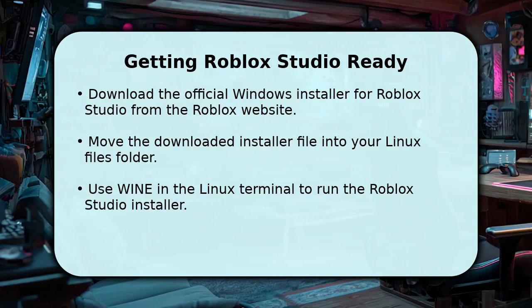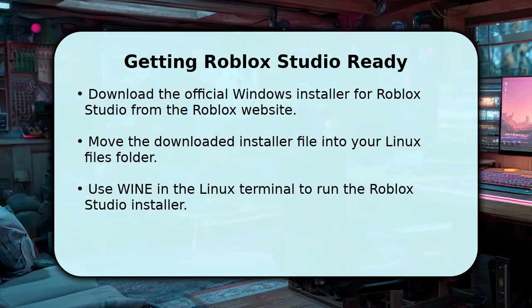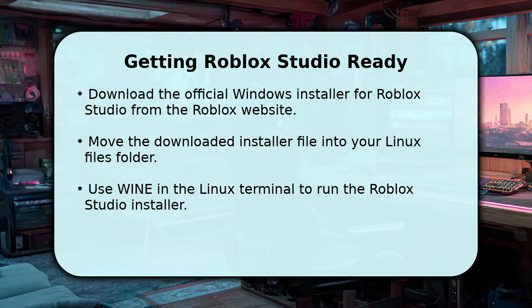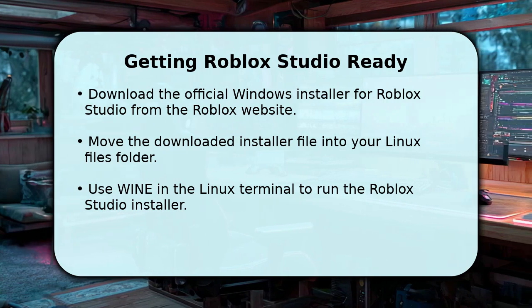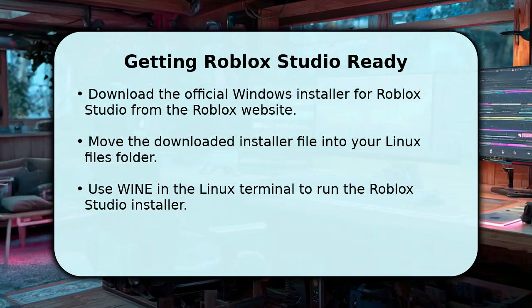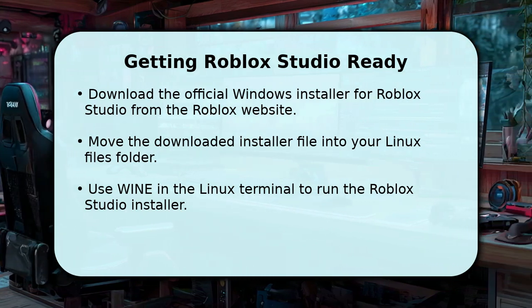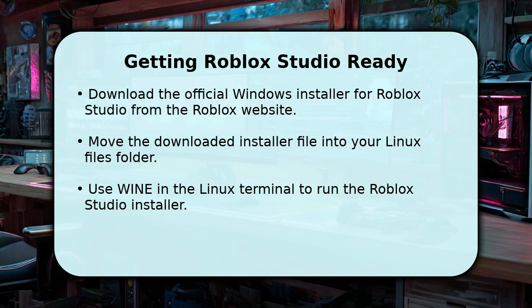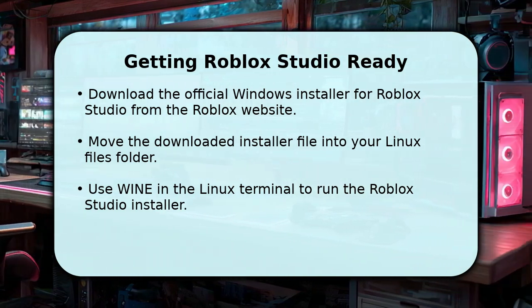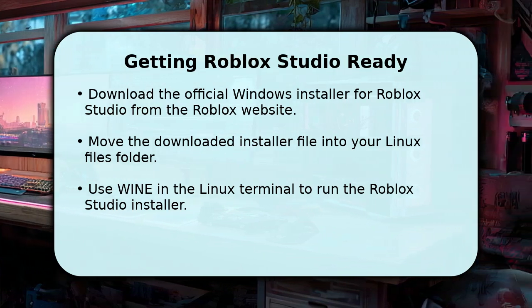Now, open your Chromebook's browser and download the Windows version of the Roblox Studio installer directly from the official Roblox website. Once downloaded, drag and drop this file from your Downloads folder into the Linux Files folder, which you can find in your file manager. Return to the Linux terminal and use a Wine command to execute the Roblox Studio installer. Follow the installation wizard as you normally would on a Windows computer, completing the setup process.